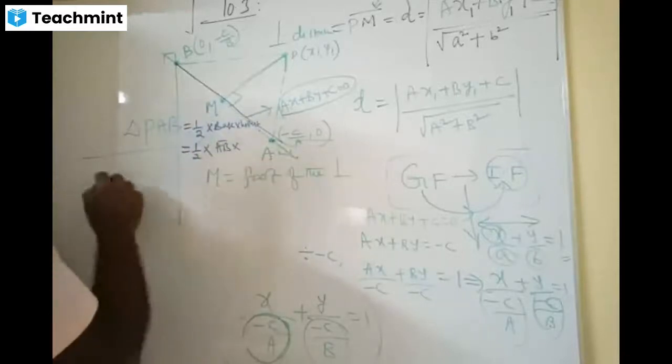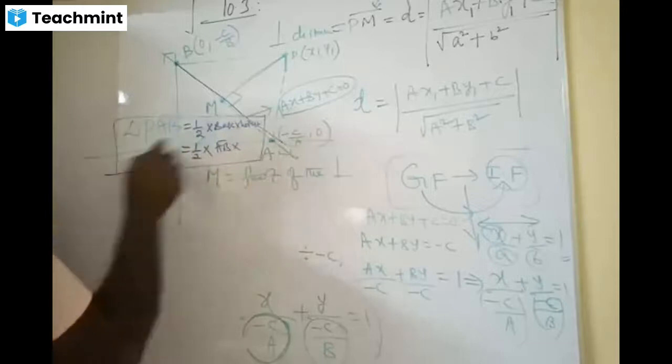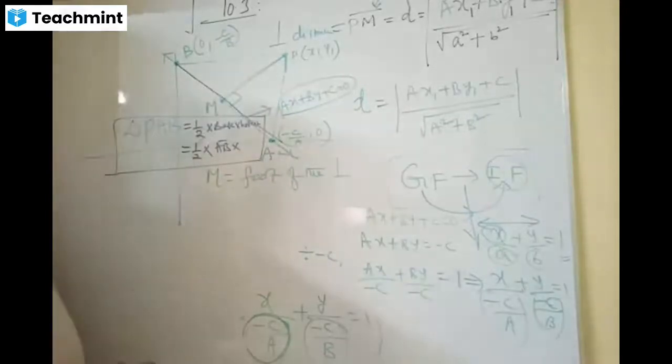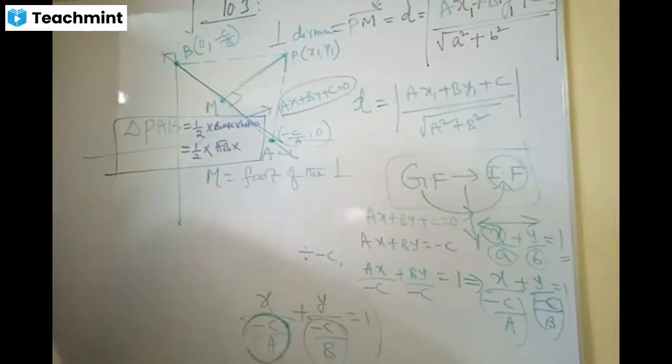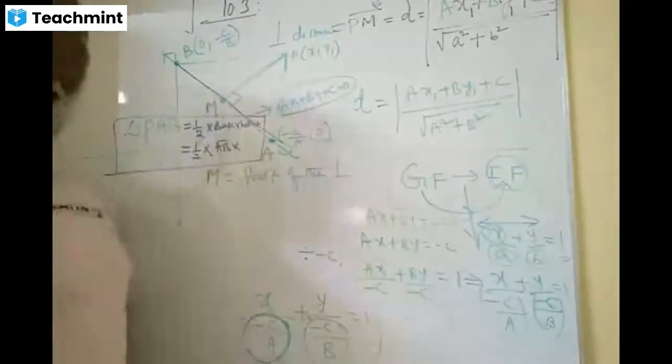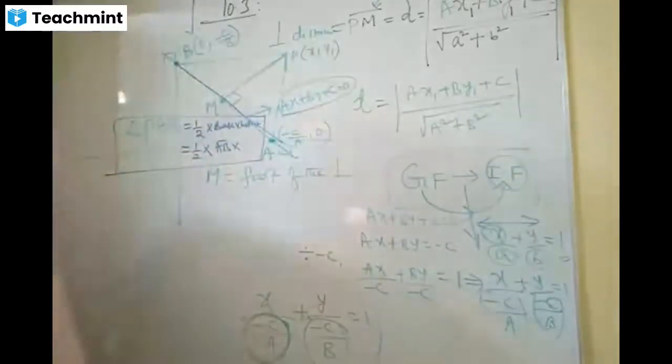AB. And what is the height? Height is what? PA, sir. Once again. PA, sir. PA. What do you mean by a height? The height means perpendicular.